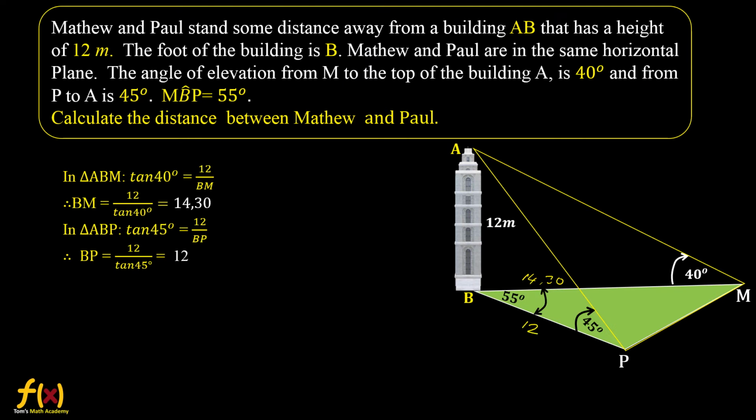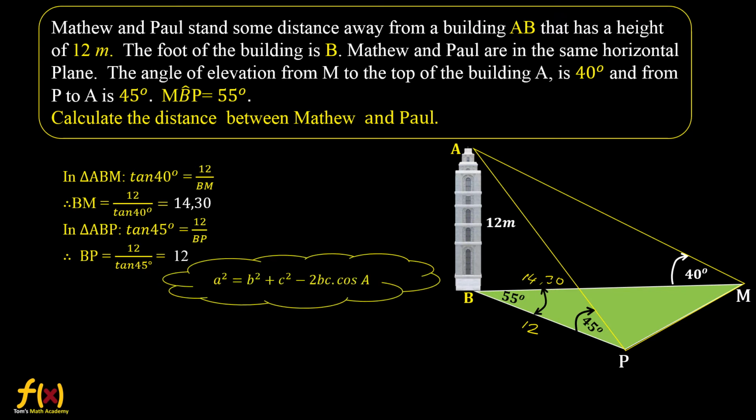So 12 and 14.3. So we use our famous cosine rule here because we have two sides and the included angle. The angle in between those two sides are available. Immediately we must realize that we can apply cosine rule. Go to the formula sheet and copy that. So if you want PM square, how do we write? PM square is equal to BP square plus BM square minus 2 times BP times BM times cos of 55 degree. Substitute the numbers and then use the calculator.